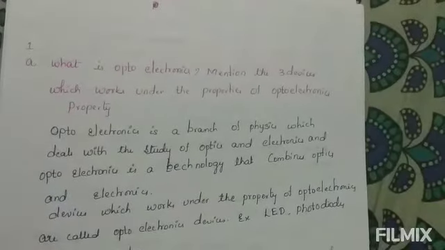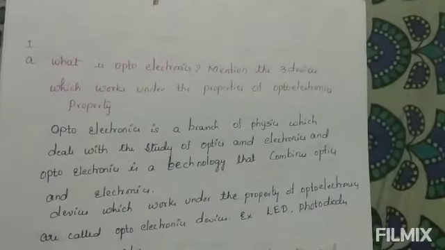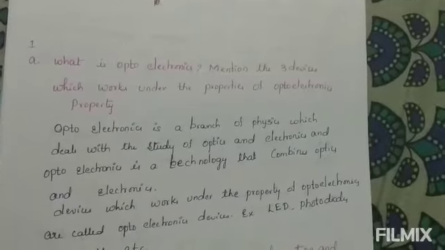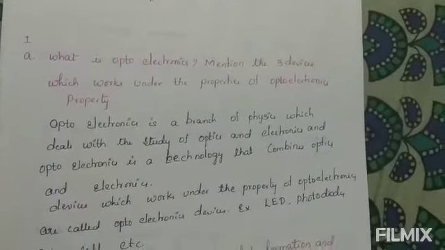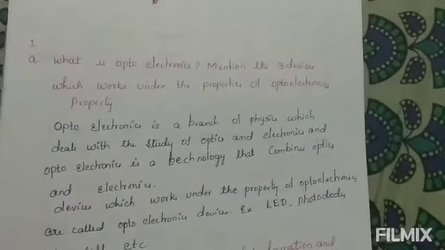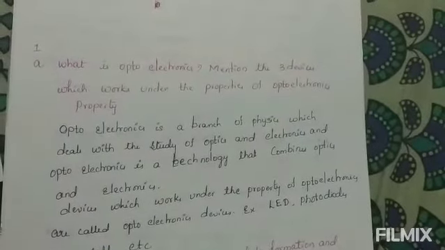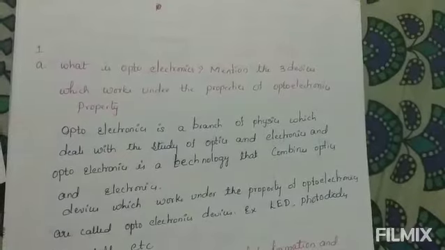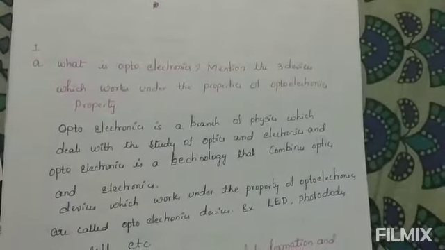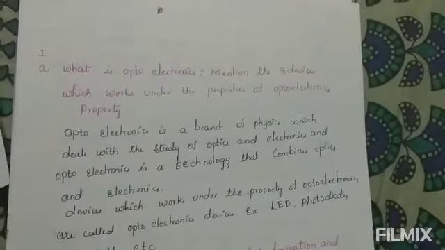Let us solve the optoelectronics model question paper. The optoelectronics model question paper 1 consists of 3 parts: part A, part B and part C. Part A mainly consists of 4 main questions. You should answer any 3 of the following.